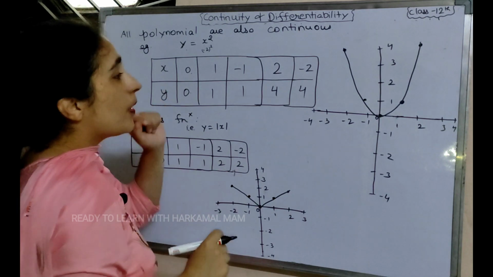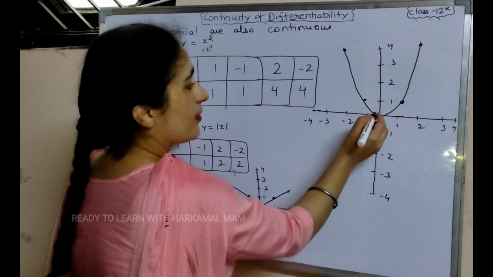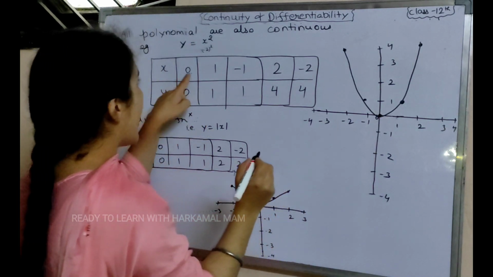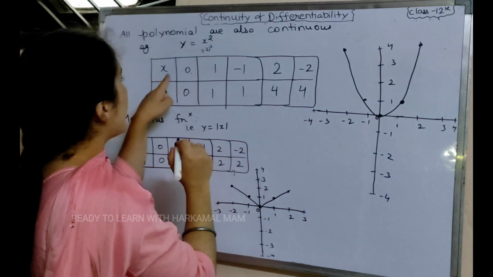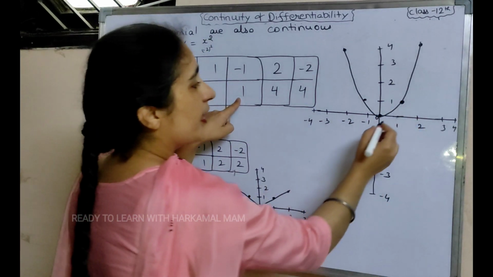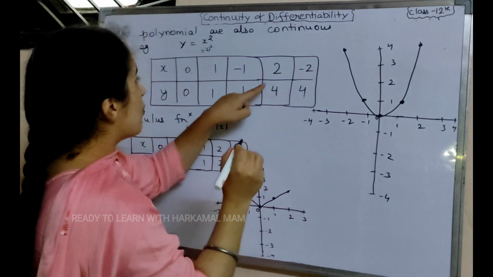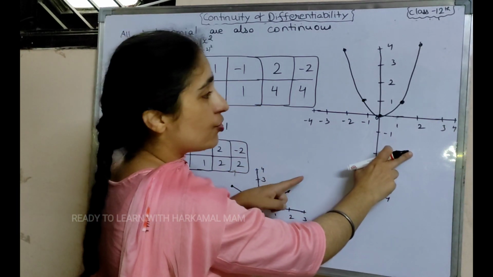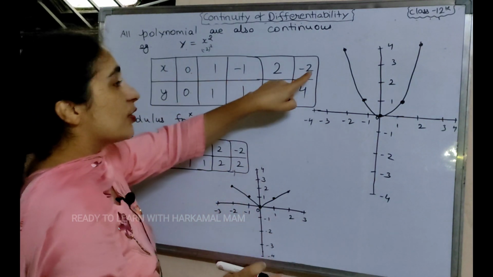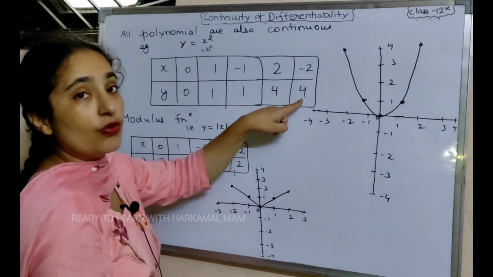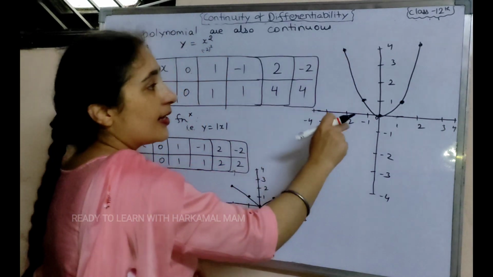When we plot this graph, let us take the points: when x is 0, y is 0. When x is 1, y is 1. When x is minus 1, y is 1. When x is 2, y is 4. When x is minus 2, the value of y is 4. These are the points.